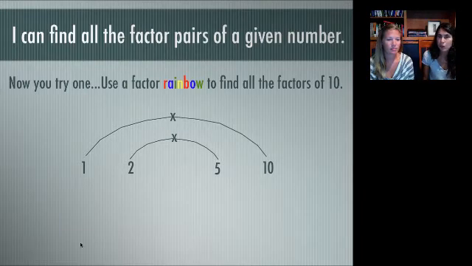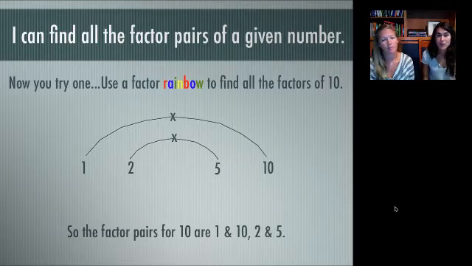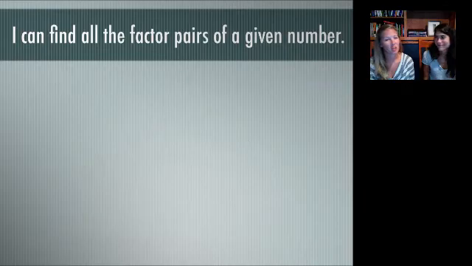Now thinking, 3 does not go evenly into 10. 3 times something doesn't equal 10 evenly. 4 doesn't work either. Now I'm back up to 5 again. So I'm all set. The factor pairs for 10 are 1 and 10, and 2 and 5. How'd you do? Get them all?